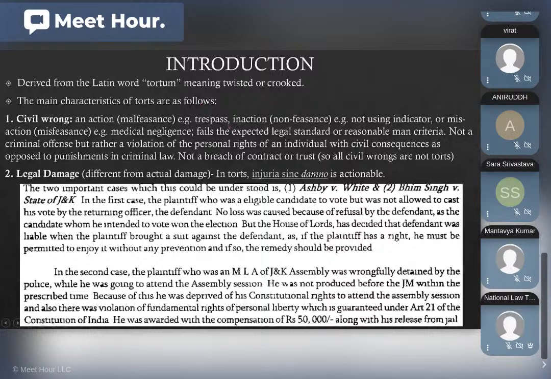What is an inaction? An inaction, also called non-feasance, basically means that you have committed an omission. So we can usually say that a crime is an act or an omission, right? So here also the tort can consist of some act which was wrongful, which was against the rules. Some inaction means you were supposed to do something, तुम्हें कुछ करना था, you should have been doing that, but you have not done it. One example is not using your indicator in your vehicle. Or it can be a misaction.